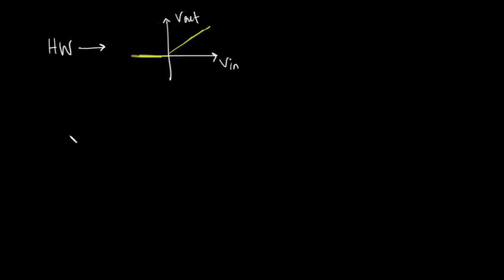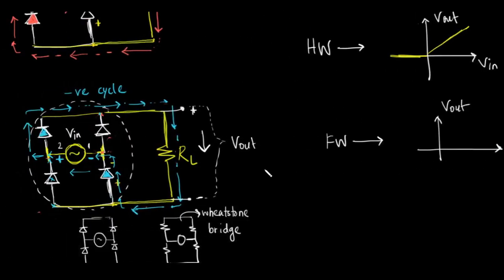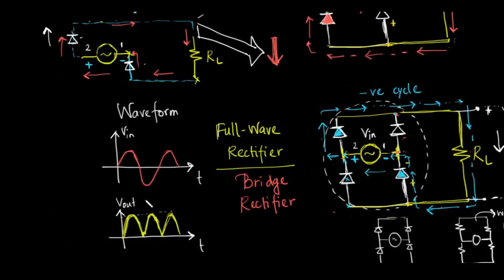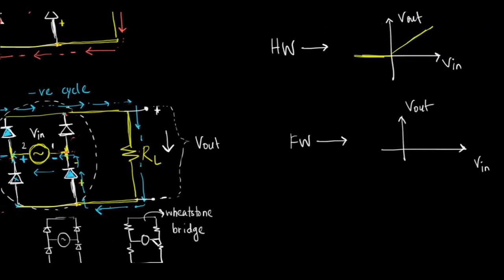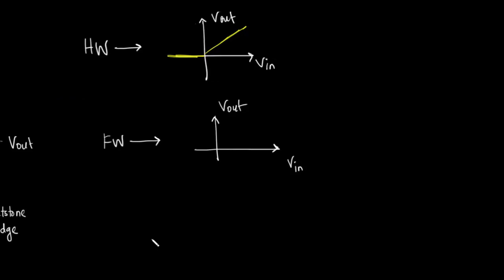What will it be in this case? Well, for the positive cycle, if the input is positive, it is the same as the half wave rectifier. V out equals V in. If we see the graph here, if the input is positive, the output is positive and equal to the input, no change. So it will be the same as the half wave rectifier. This had a slope of 1 and this will also have a slope of 1.